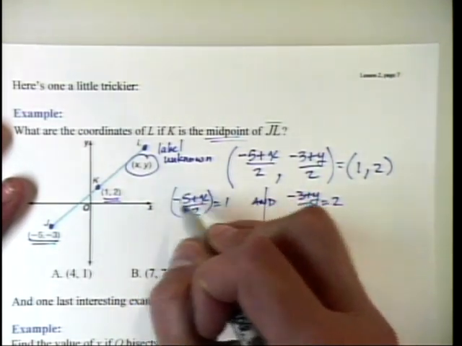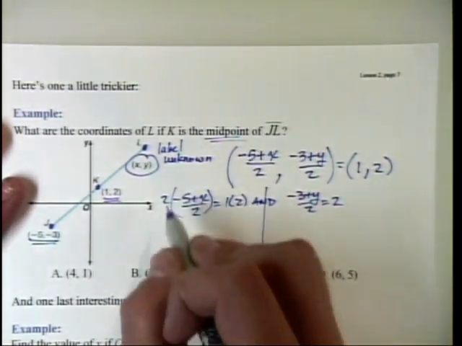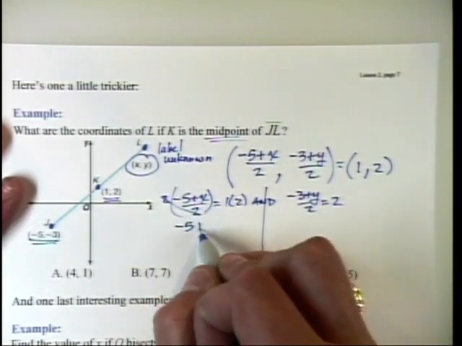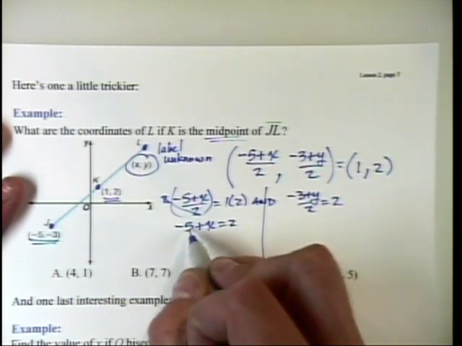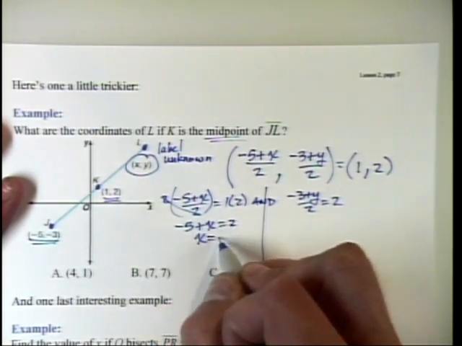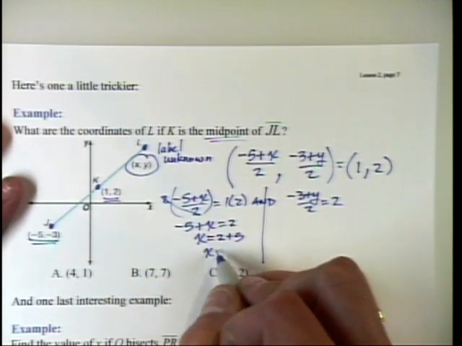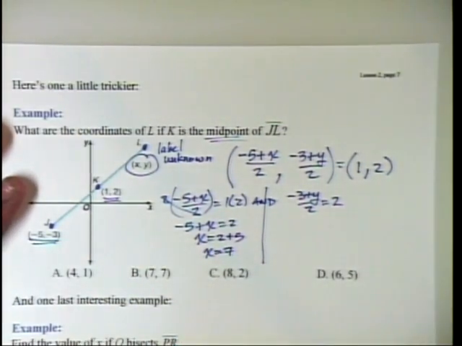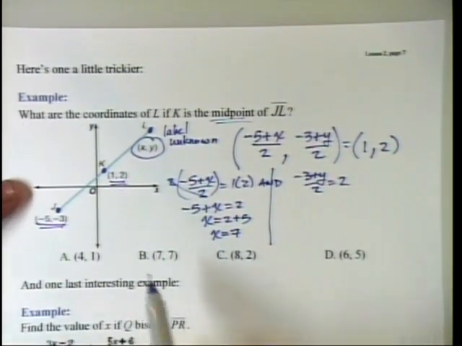We'll multiply both sides by 2 first. This is where the algebra comes in. The 2's divide out, so negative 5 plus x equals 2. And I'll bring the 5 across, and it becomes positive, so I get x equals 7. Now, if you're taking a test, this is a good strategy. Look at your answer choices.